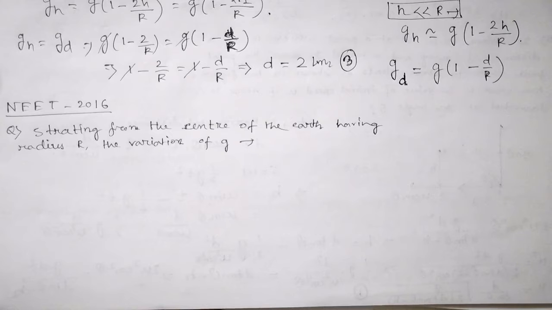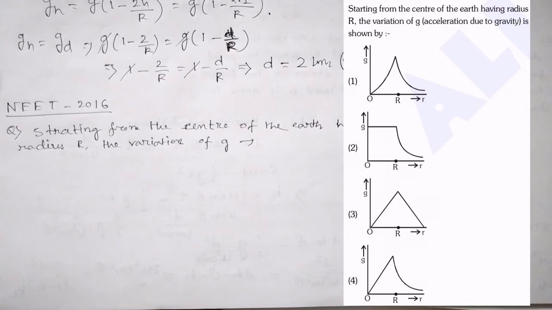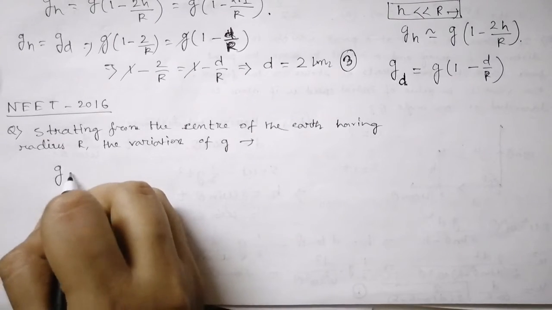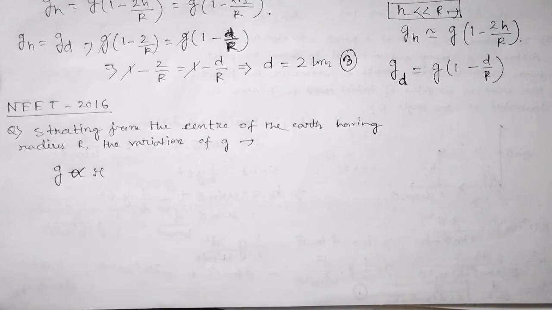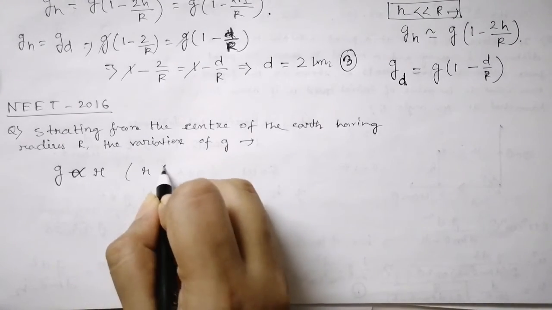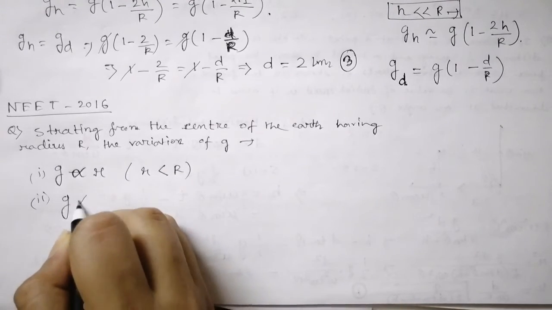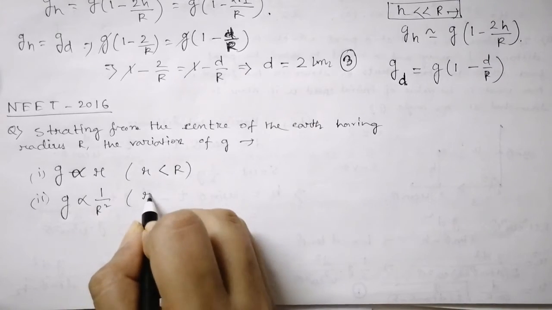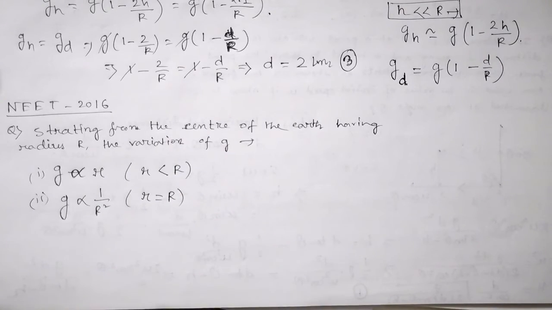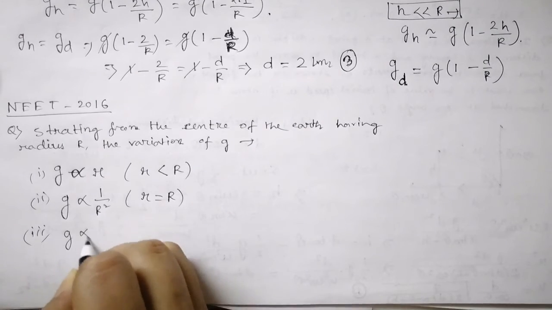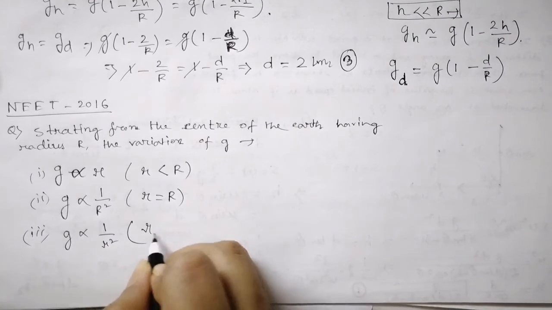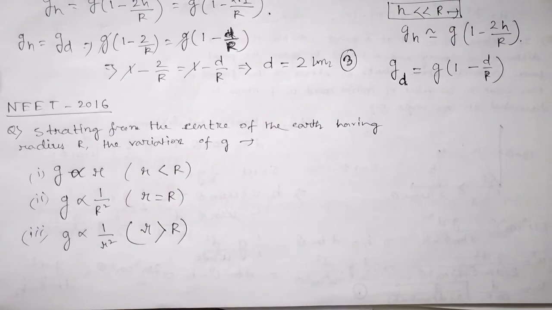From gravitation in 2016, 2 questions have been asked. This is the first question. They are asking to find out the relation of gravitational acceleration with respect to radius. There is a formula. Number 1, g is proportional to r when r is less than the radius of the earth. Number 2, g is proportional to 1 by r square when the distance is at the surface. Number 3, g is proportional to 1 by r square when r is greater than the radius of the earth.